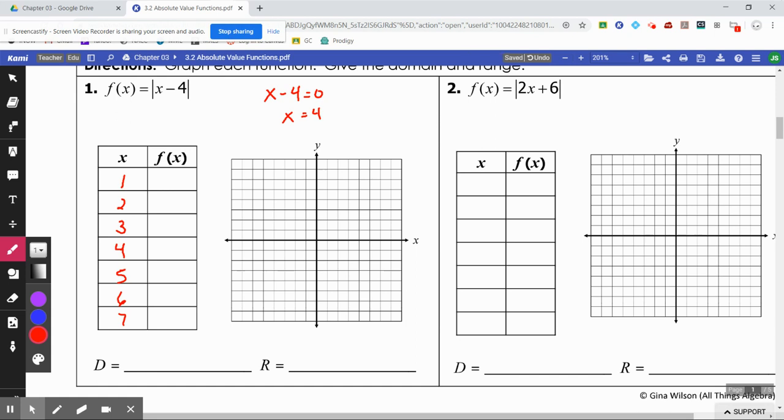Now, when I plug in 4, let's go ahead and do that first. f of 4, I get 4 minus 4 is 0. When I take the absolute value of that, I get 0. So my first point on my graph is going to be (4, 0), which is right there.